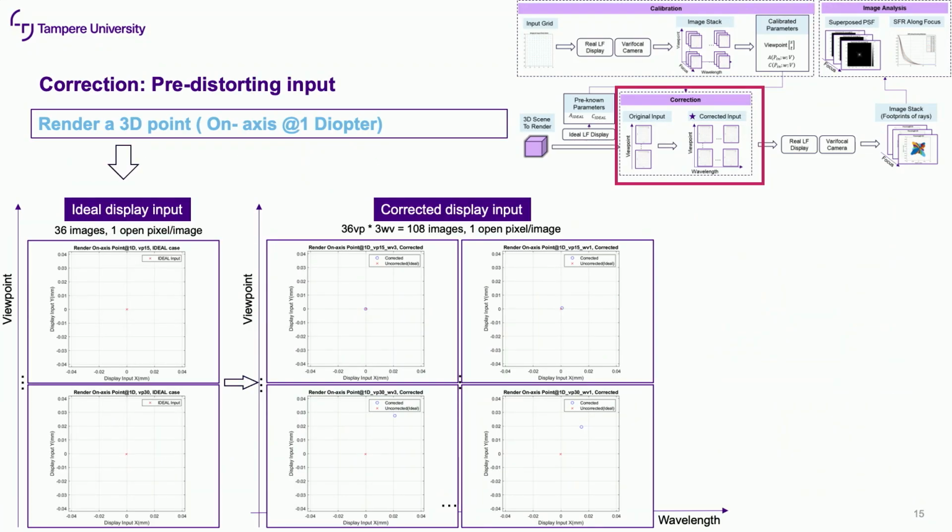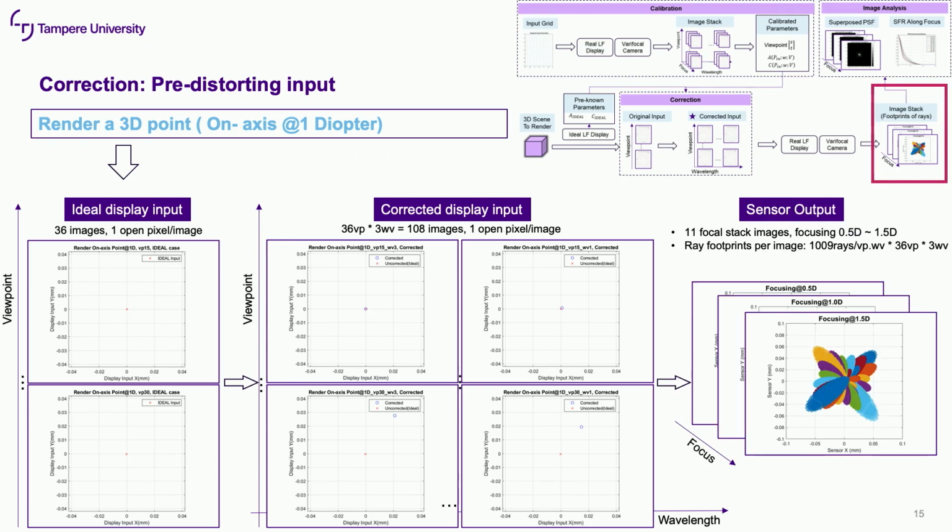With the parameters we've calibrated, we're able to pre-distort the images we input. Now our objective here is to render a 3D point along the optical axis positioned at 1 diopter relative to the observing camera. To do this, we start with 36 viewpoint images. In each of these images, only a single perfect pixel is activated. For each viewpoint and each wavelength, we then pre-distort these images, which serves as the corrected input for the display.